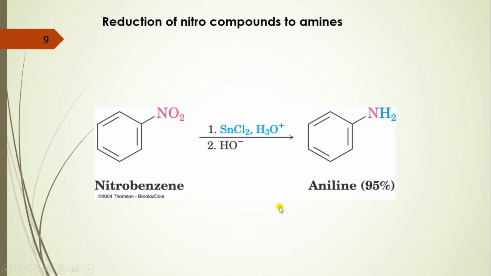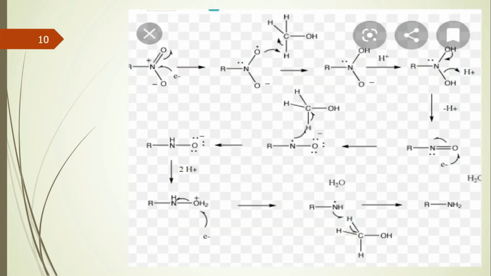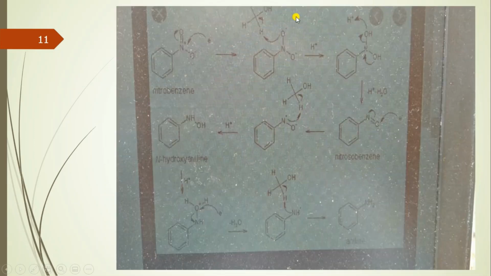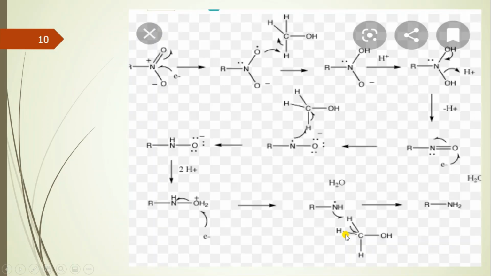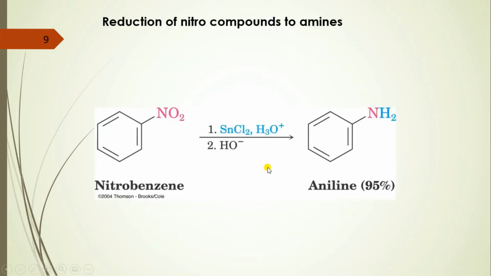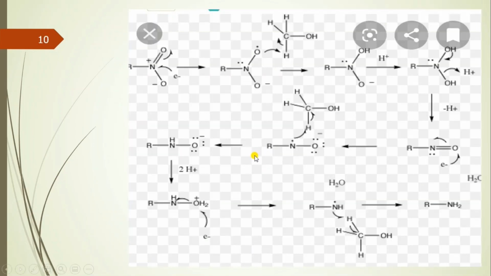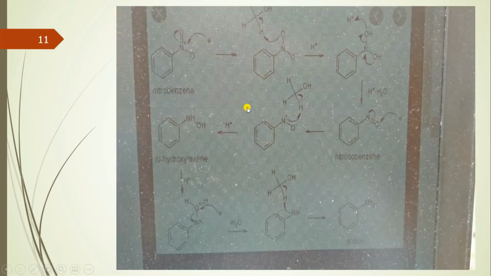And the task is how we can reduce this nitrobenzene to aniline. I am also going to show you which reagent will be used for this reaction. They are tin chloride, H3O positive, followed by the reaction of base. So using these reagents, how is the nitrobenzene going towards aniline?